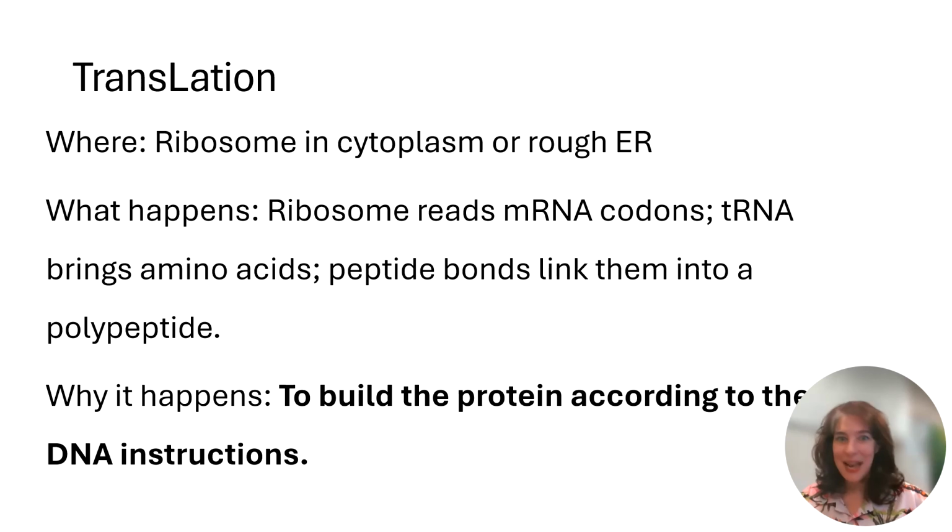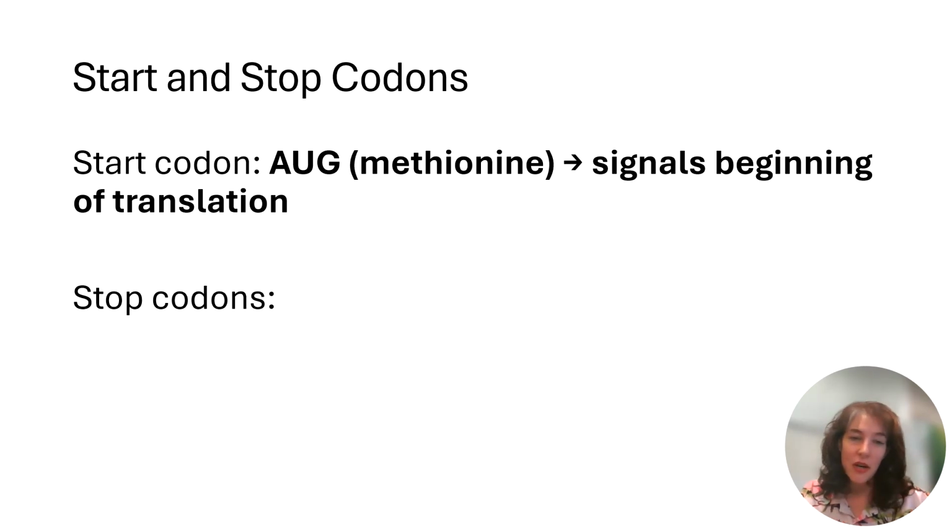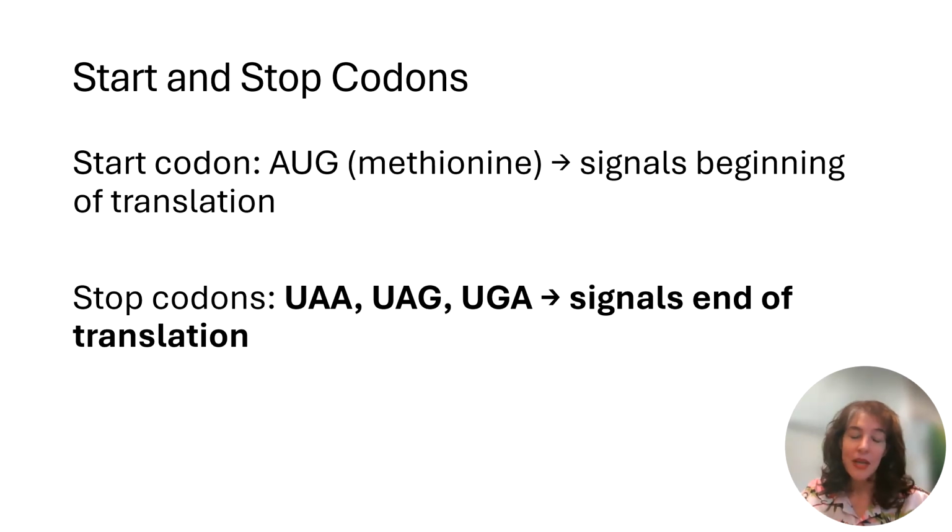So why does this happen? Well, translation happens to build the protein according to the DNA's instructions. That's all. So, start and stop codons. Start codons, this is primarily going to be AUG, and it's signaling the beginning of translation. Stop codons, UAA, UAG, UGA.